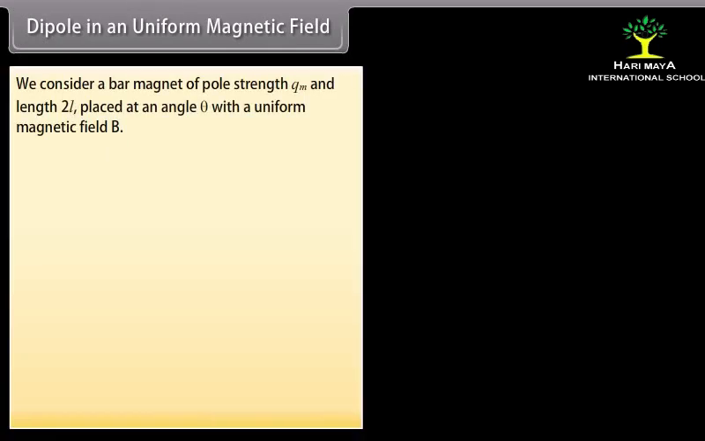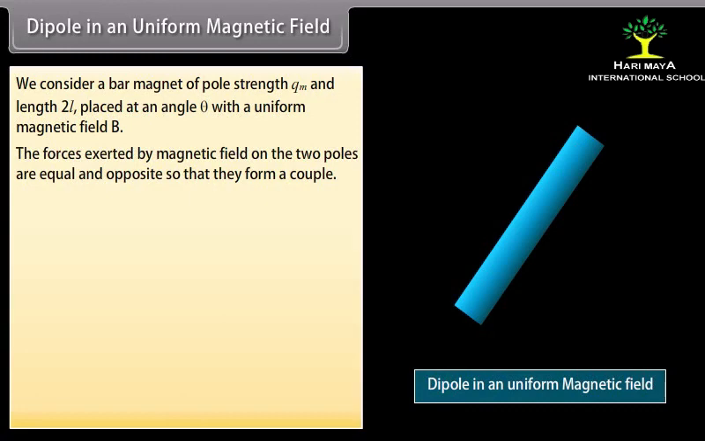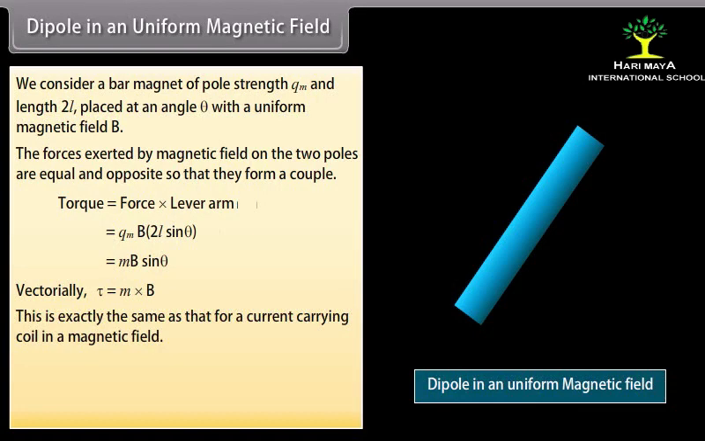Dipole in a uniform magnetic field. We consider a bar magnet of pole strength Qm and length 2L placed at an angle theta with a uniform magnetic field B. The forces exerted by the magnetic field on the two poles are equal and opposite, so that they form a couple. Torque is equal to force into lever arm. By putting the values in the above equation, we get the value of torque equals mB sine theta. Vectorially, it is represented as tau is equal to cross product of m and B. This is exactly the same as that of a current carrying coil in a magnetic field.